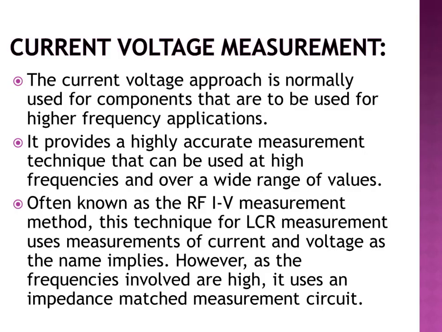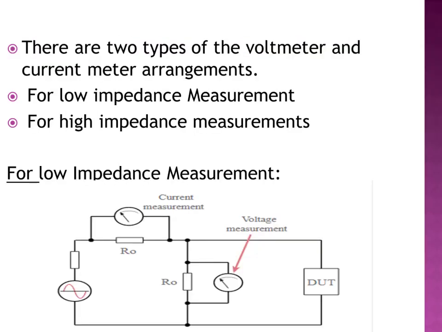Current voltage measurement: the current voltage approach is normally used for components that are to be used for higher frequency applications. It provides a highly accurate measurement technique that can be used at high frequencies and over a wide range of values. There are two types of voltmeter and current meter arrangements: for low impedance measurement, and for high impedance measurement.